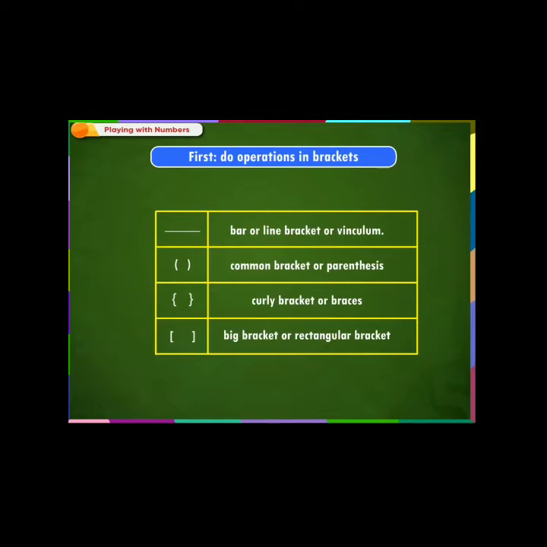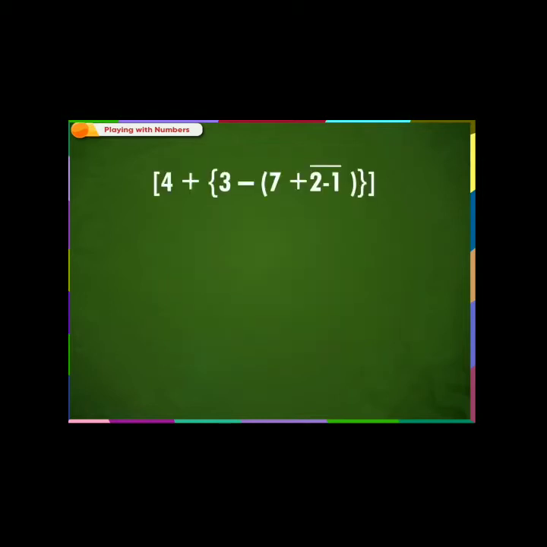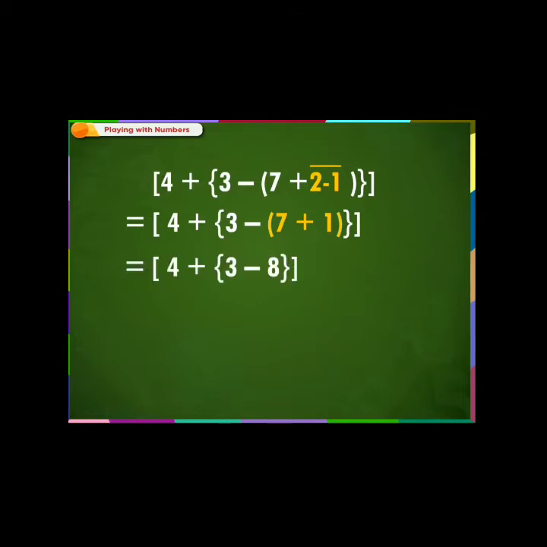We follow a particular sequence of solving these brackets. We solve the vinculum first, then parenthesis, then curly bracket, and lastly the rectangular bracket. For example, if this is a problem, then we solve the group which is inside the vinculum first. So we get 4 plus 3 minus 7 plus 1. Next, we solve the group which is inside the parenthesis. We get 4 plus 3 minus 8.